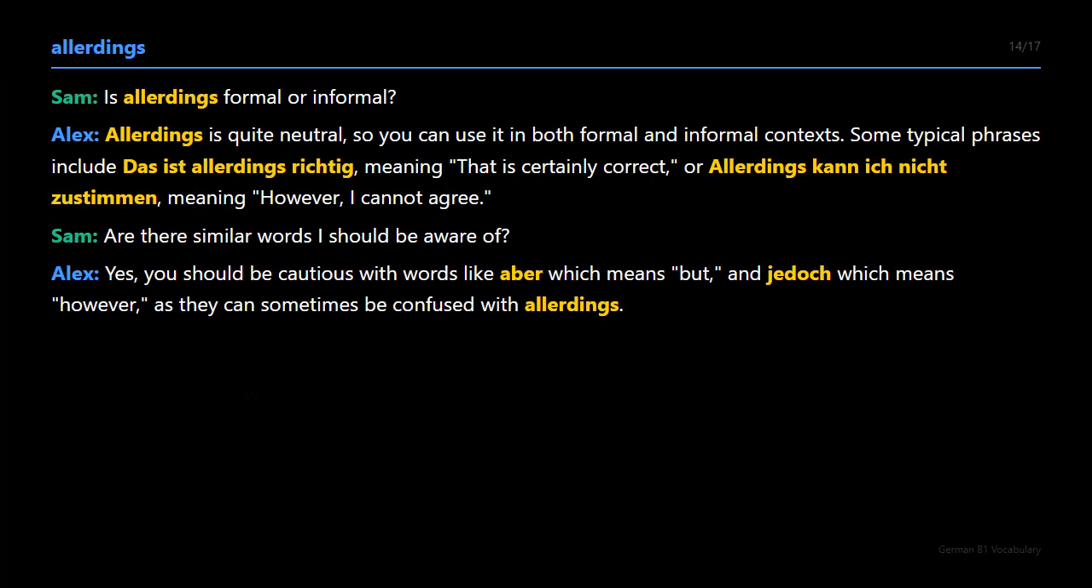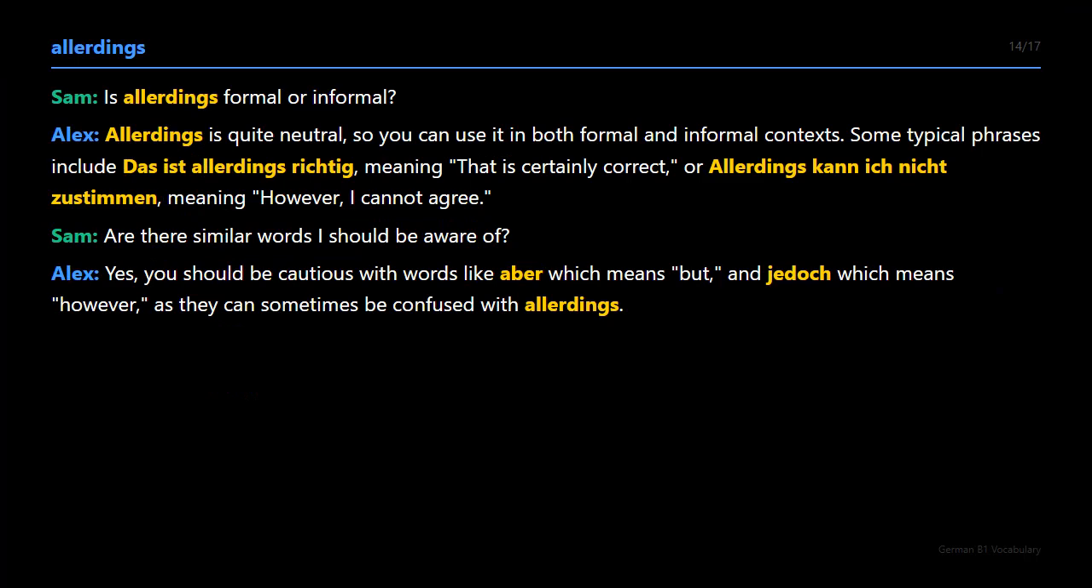Allerdings. Formal or informal? Allerdings is quite neutral, so you can use it in both formal and informal contexts. Some typical phrases include, Das ist allerdings richtig, meaning that is certainly correct, or Allerdings kann ich nicht zustimmen, meaning however, I cannot agree.